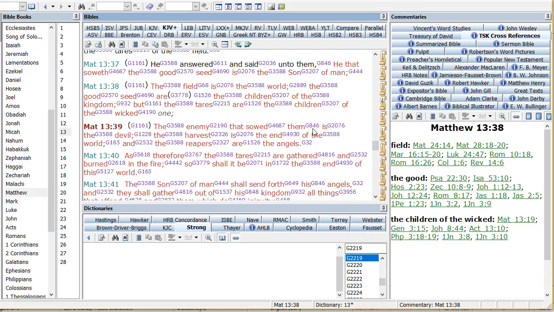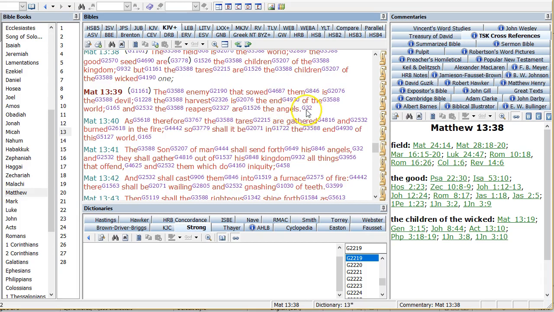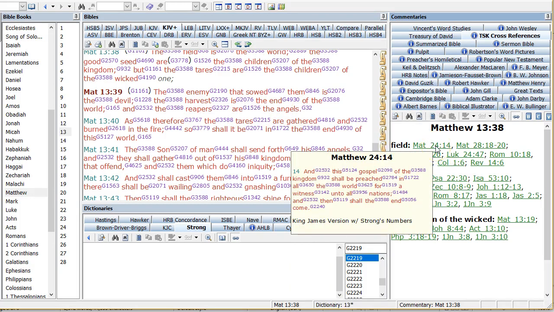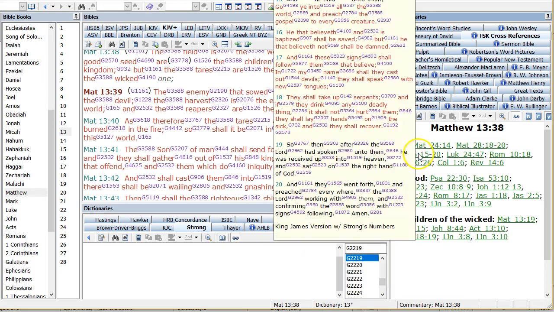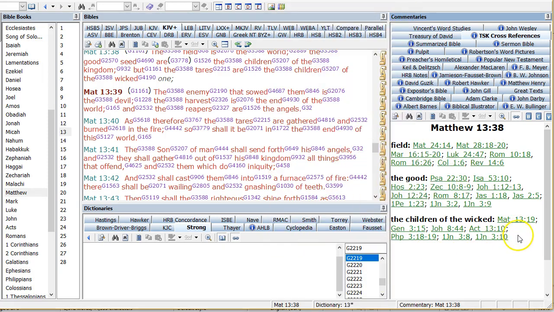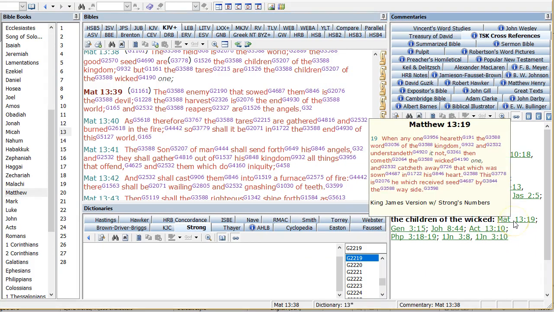I'm just going up a little bit. The reapers are the angels. Now, if I cross-reference that, well, I wish they would give me the right cross-reference.